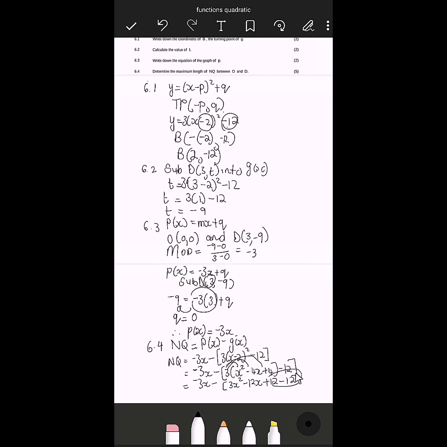So this is going to go away because it's equal to 0. That means we're going to have negative 3x. Then we're going to multiply in the negative, right? So it's going to be minus 3x squared plus 12x. And then I'm going to continue here at the top. Okay, so we're going to have NQ equals to negative 3x squared plus 9x.